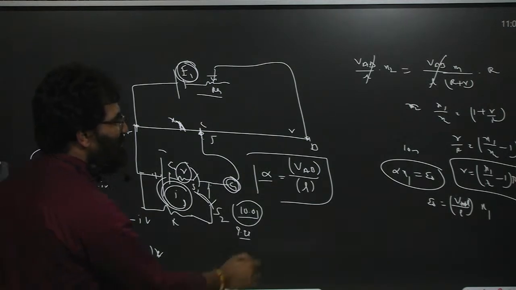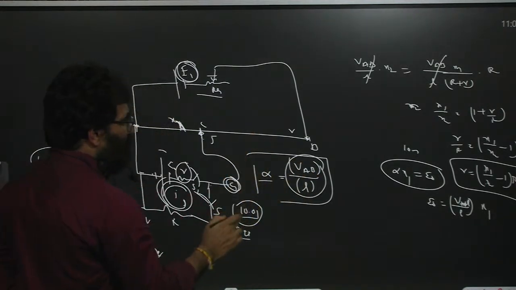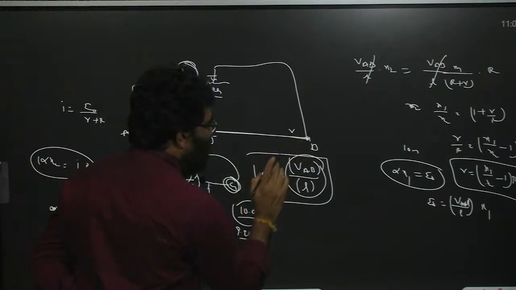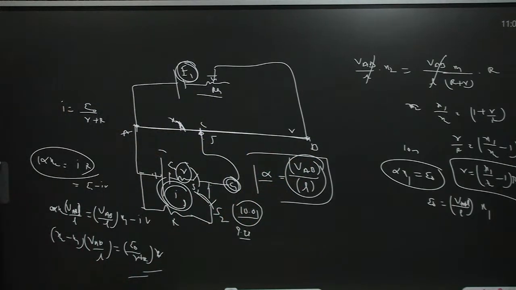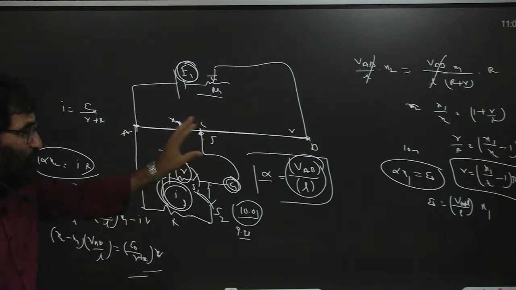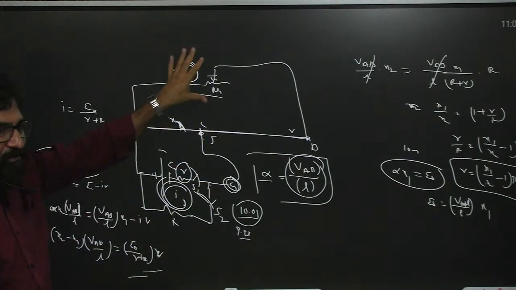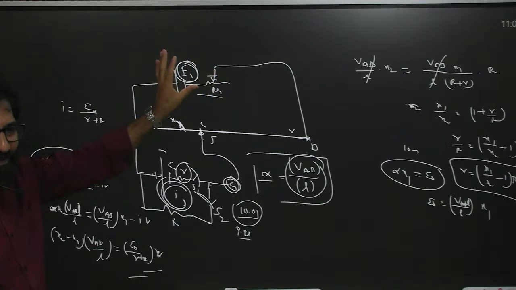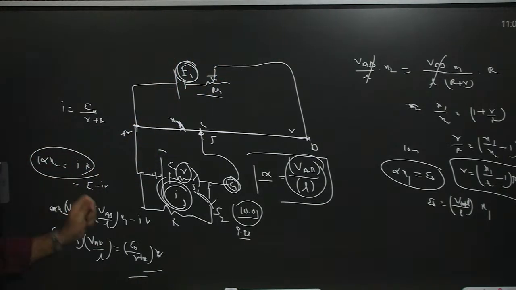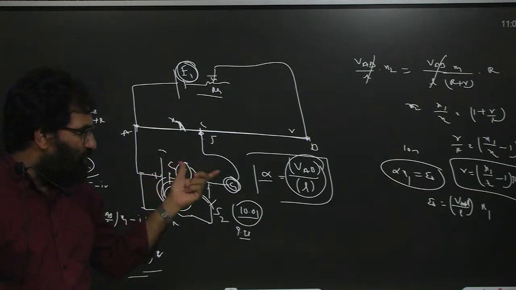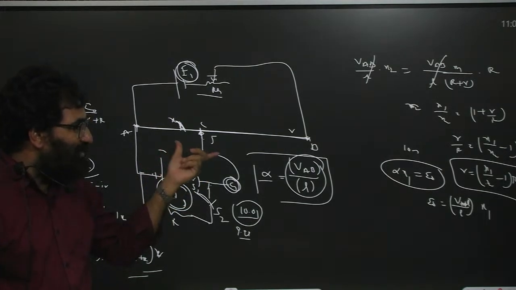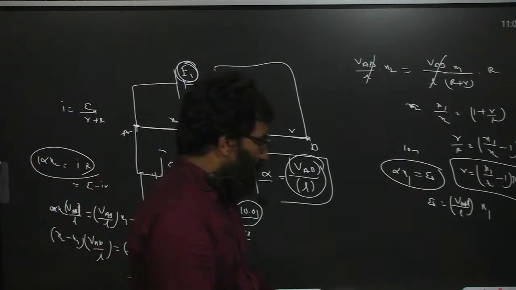To increase the sensitivity, only one thing: only increasing the length of the potentiometer wire. Don't increase E1. Don't increase the resistance of the rheostat. Only the potentiometer wire sensitivity increases by increasing its length. Okay, that's the potentiometer wire.